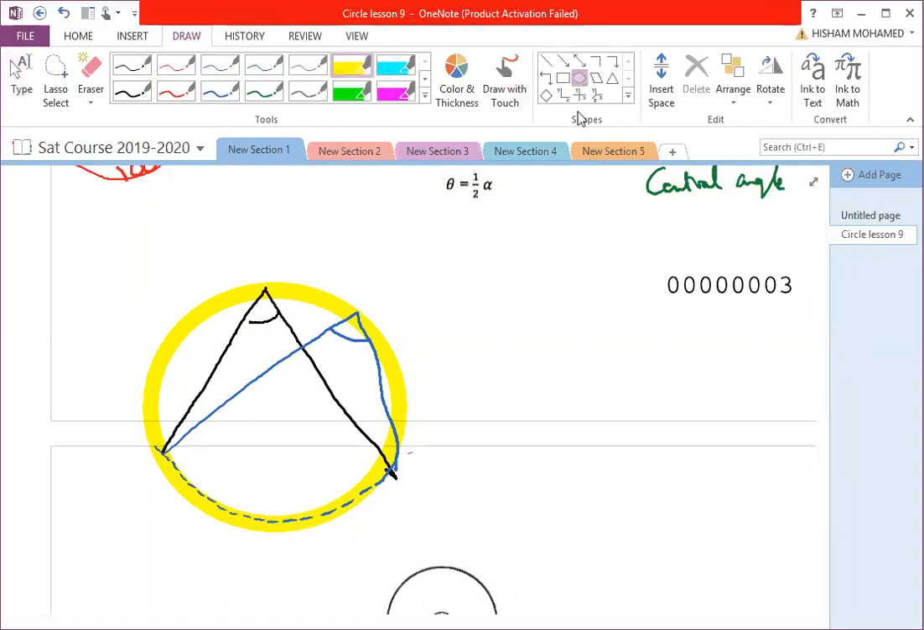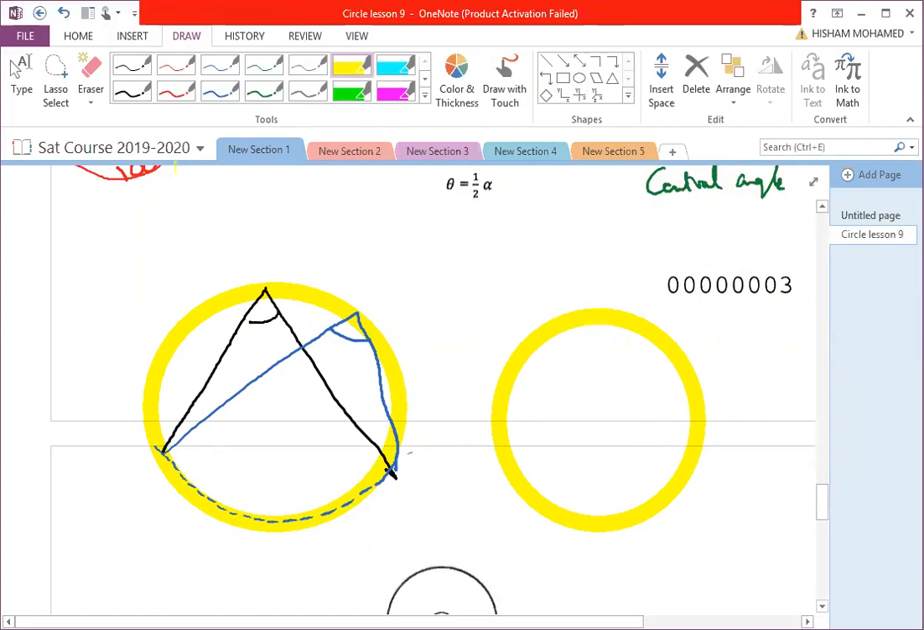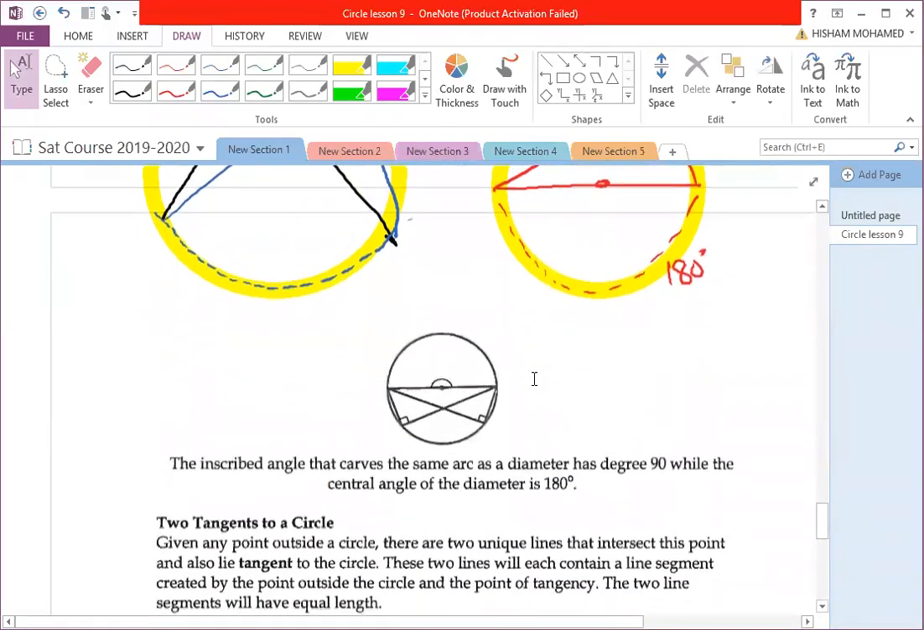Something else, if you have a circle, and in this circle you draw a diameter, this one is an inscribed angle, but it's opposite to a semicircle. The opposite arc is 180 degrees. So this angle is a right angle. So the angle drawn in a semicircle or opposite to a diameter, its measure is equal to 90 degrees.